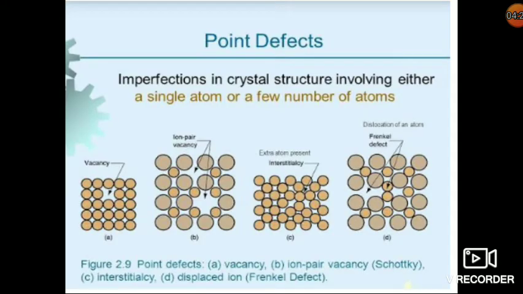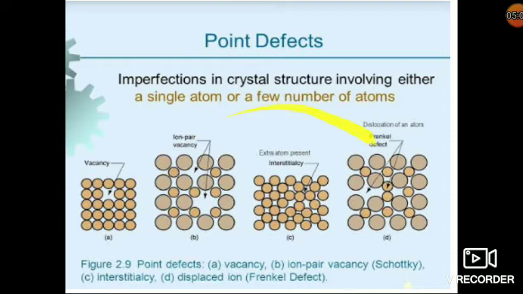Next is the category of point defects. We have already seen the four categories: vacancy defect, ion pair defect, commonly known as Schottky defect, interstitial defect, and lastly the Frenkel defect. The second and fourth happen in ionic solids, so we'll study these two together in comparison. The first and third happen in non-ionic solids.